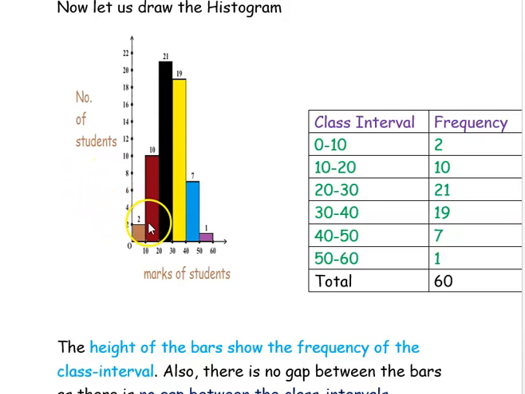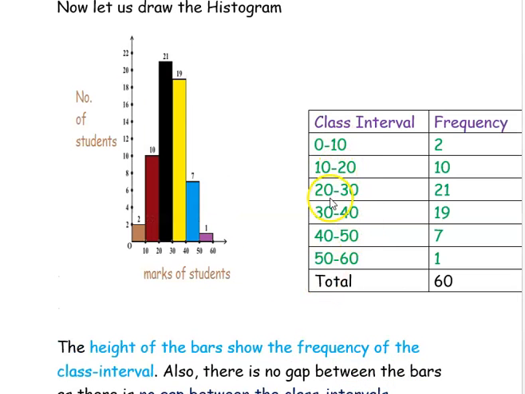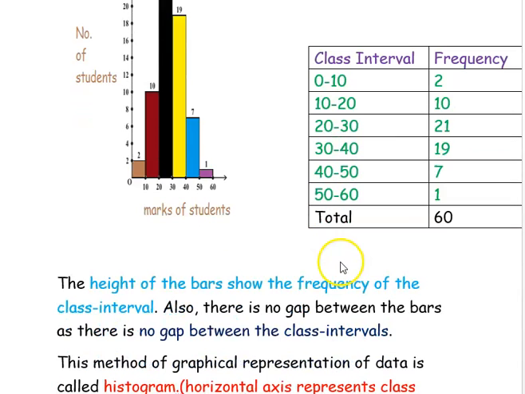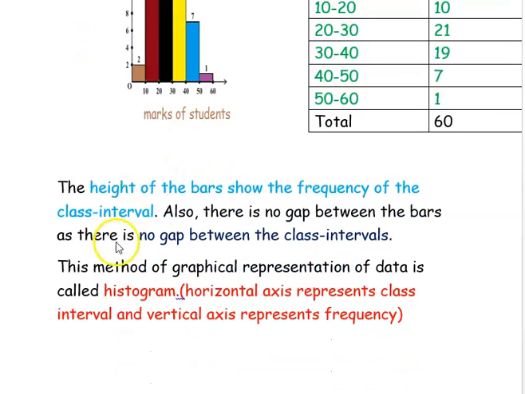Also, we are seeing that there is no gap between the bars because all the class intervals are continuous. If you look here, 0 to 10, again 10 to 20, 20 to 30, 30 to 40 and so on, like 50 to 60. So all the class intervals are continuous, so there is no gap in between the bars. So this method of graphical representation of data is called histogram.